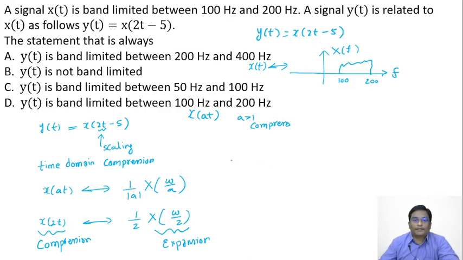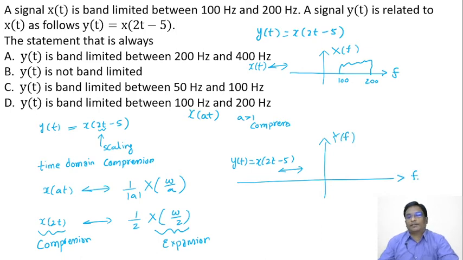Same way, if the given signal y of t equals x of 2t minus 5, okay, delay here, you will get that factor e power minus s into some factor. The magnitude of that e power minus s into that is nothing but 1 only. Right now x of 2t is compression in time domain, and in the frequency domain, if I plot y of f with respect to f, this will get expanded by 2. 100 into 2 becomes 200, 200 into 2 becomes 400.